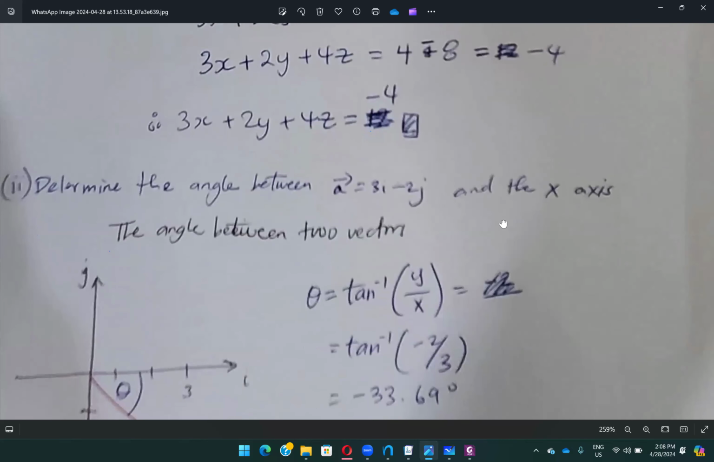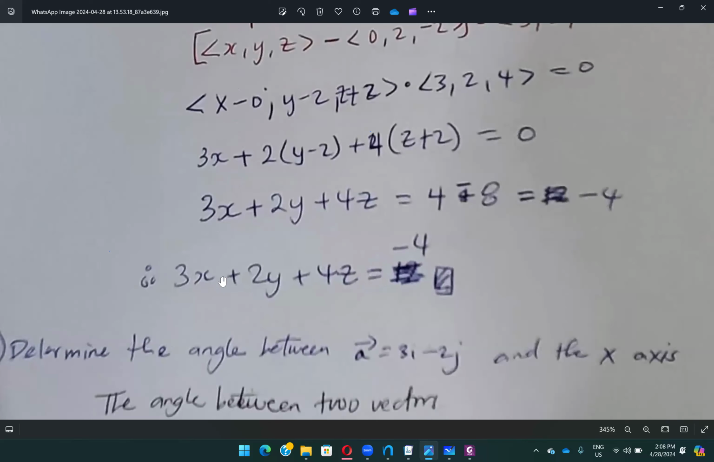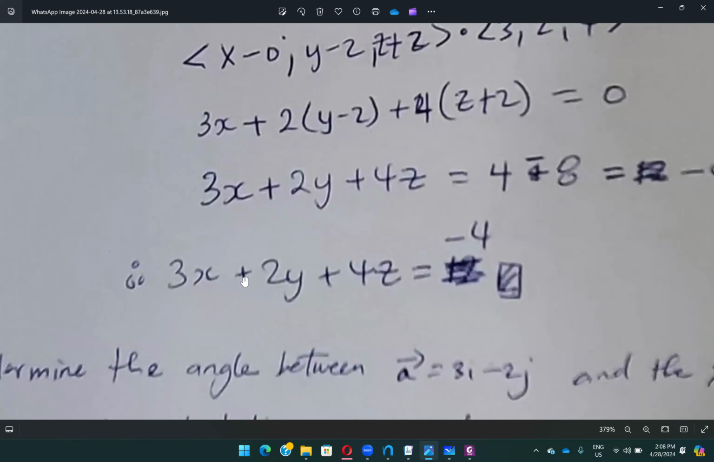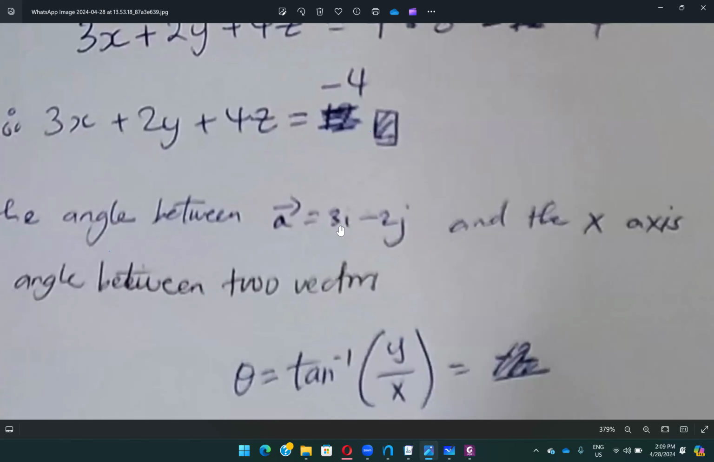Now, the next question, so that's another question we asked you to just get the equation. The equation is written in this form. There's other forms you can write the equation in. Now it says determine the angle between a vector a equal 3i minus 2j and the x-axis.